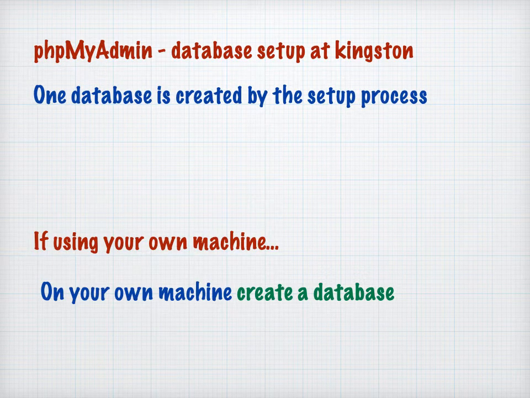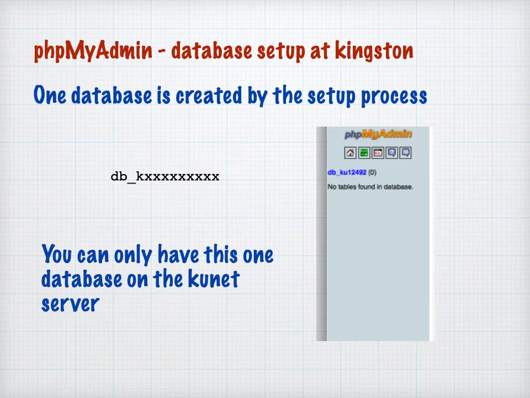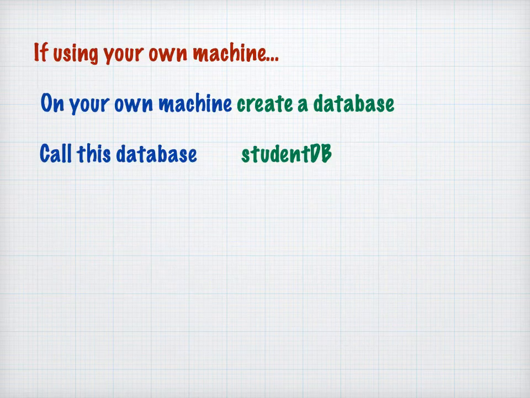Now, if you're using the Kingston University setup, you will have created one database already when you went through the initialization phase. If you're using your own machine, you won't have any databases, so you'll actually have to create a database. So phpMyAdmin on your local machine will have created a database, and there'll be an entry for that in the column on the left that basically says something like db underscore and then your K name. That's the name of the database table. And you will have one database if you're using the university database server. If you're using your own machine, you will need to create a database.